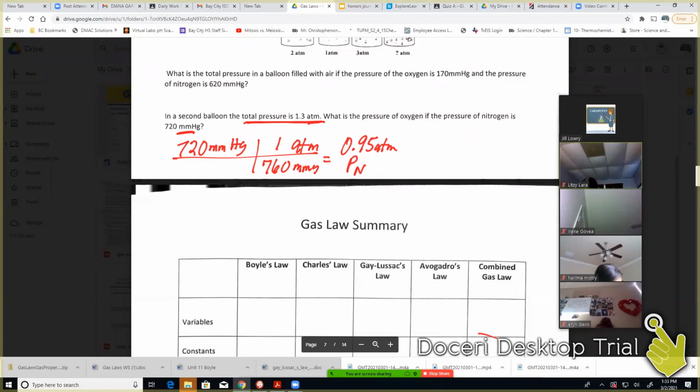So now we've got the same unit, so now we can solve our problem. Our P total, which was given to us, is equal to the pressure of our oxygen plus the pressure of our nitrogen, which was given to us, 0.95 atm.